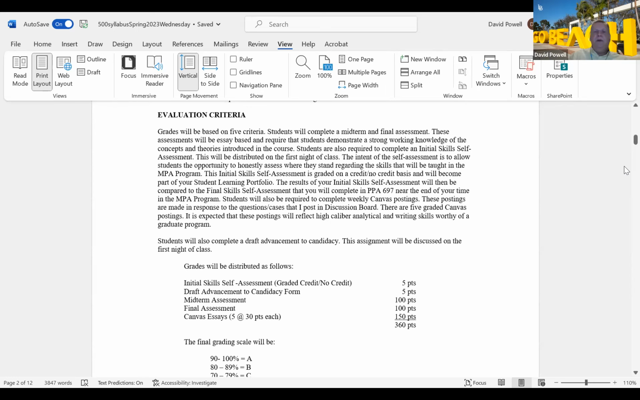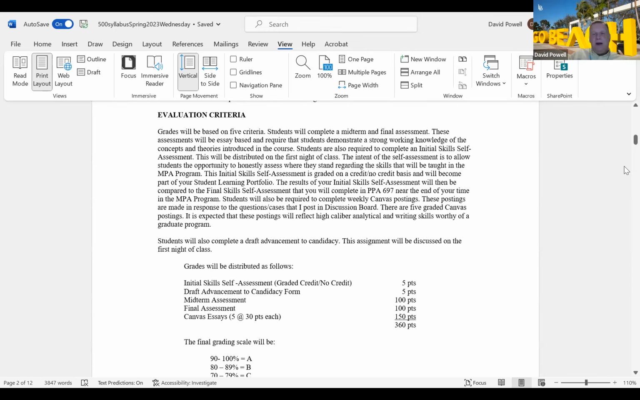But what I like to do in this class is have you fill out a draft advancement to candidacy form. So you'll list on that form the courses that you're taking and when you plan to take those courses. And then I can provide you feedback on your courses and your course sequencing. It's kind of a tool for advising, if you will.